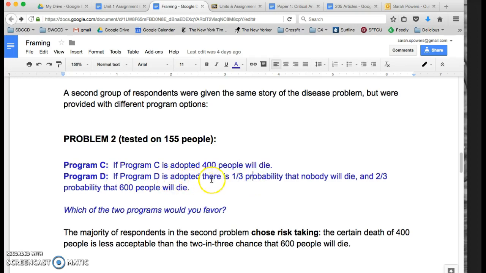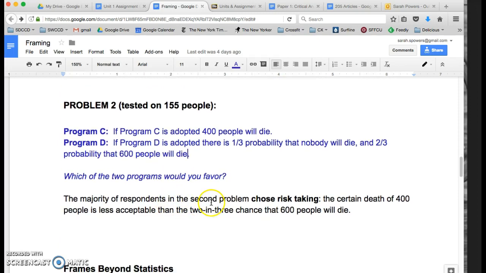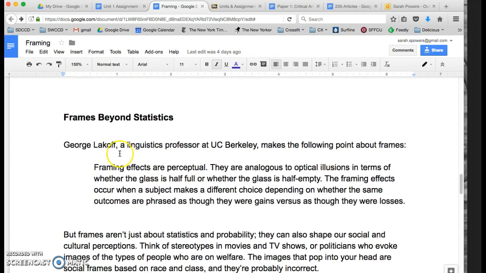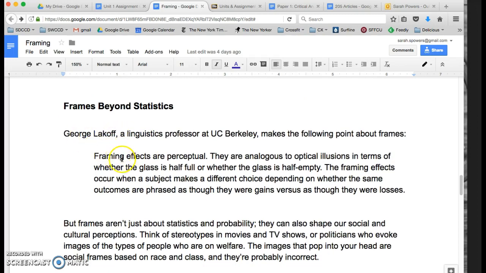If Program D is adopted, there's a 1/3 probability that no one will die, 2/3 probability that 600 people will die. Most people here chose the second. So they chose the opposite of the first group because of the way the exact same data was framed. If we think about this also, it goes beyond just statistics. You can read the George Lakoff quote about how framing is perceptual. It's basically the half full or half empty optical illusion, as he calls it.